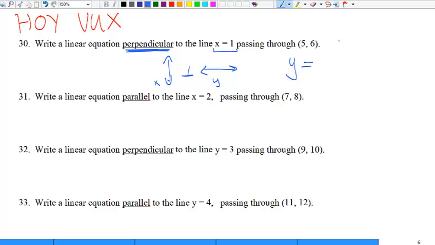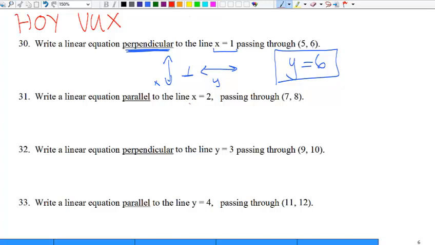So the vertical was x, perpendicular should be y equals a number. So my answer is going to be y equals, and then all you have to do is look to the point. Either you're going to pick 5 for the x or 6 for the y. So because this is y equals, my answer is just y equals 6. And it's that simple. Let's do another one.